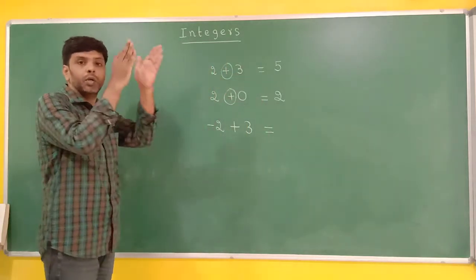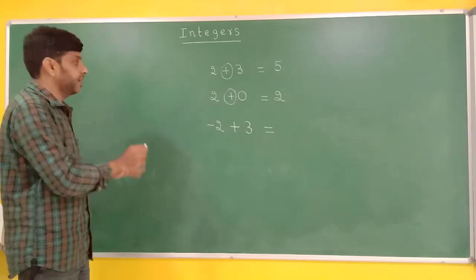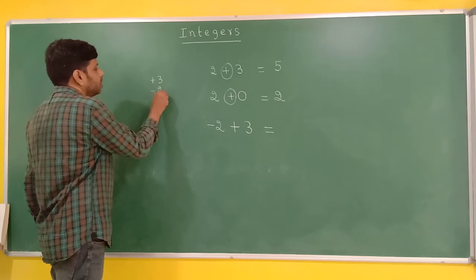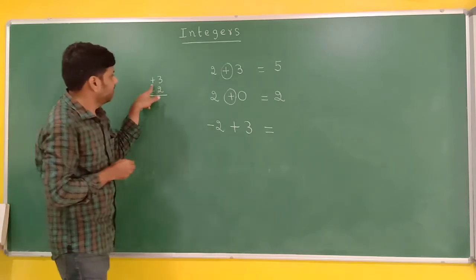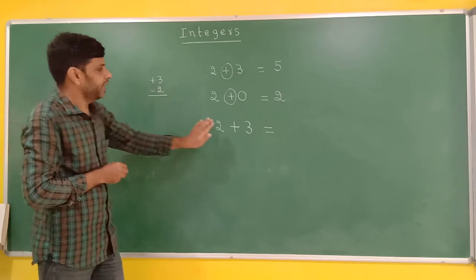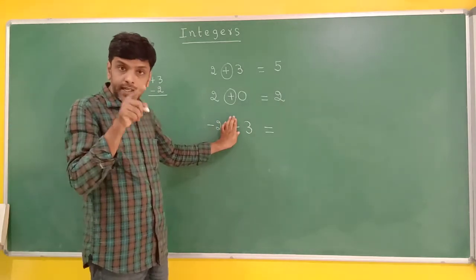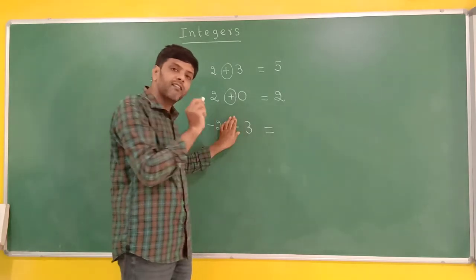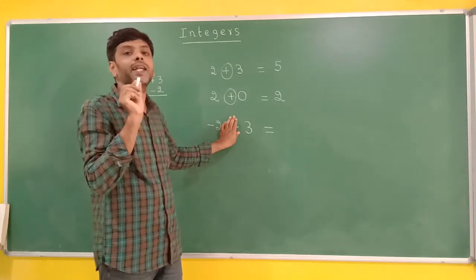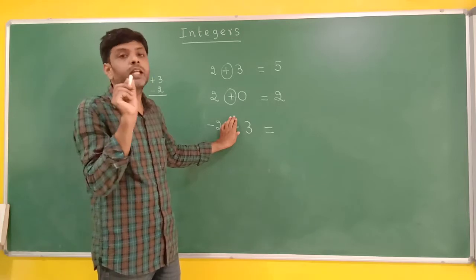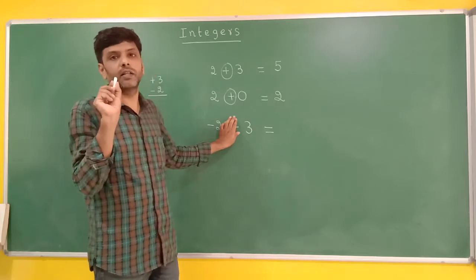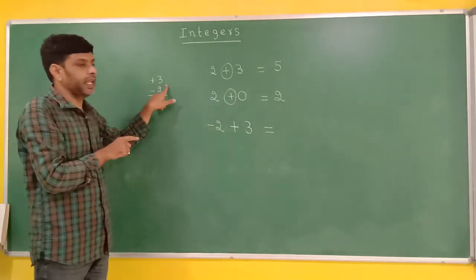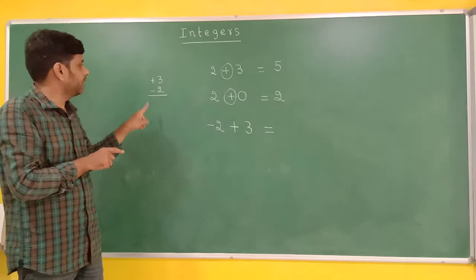We will do it in a vertical way. Observe carefully. Plus 3, minus 2. The plus I have written before 3 is not the addition symbol. It is the sign which is before 3. Every number will have one sign before it. If I am not writing any sign before a number, it means that it is a positive number. So 3 is a positive number, plus 3. 2 is a negative number, minus 2.